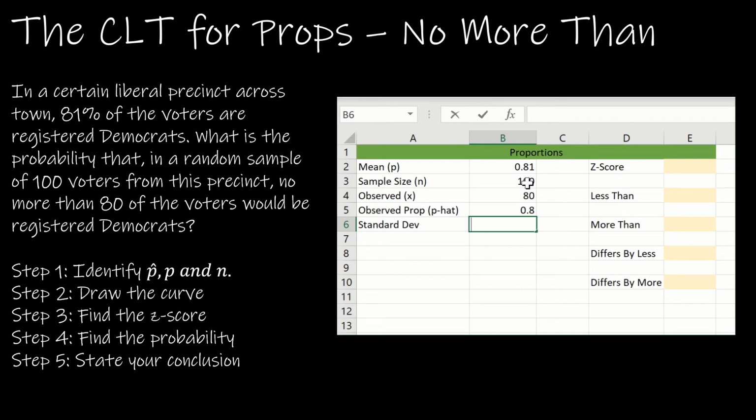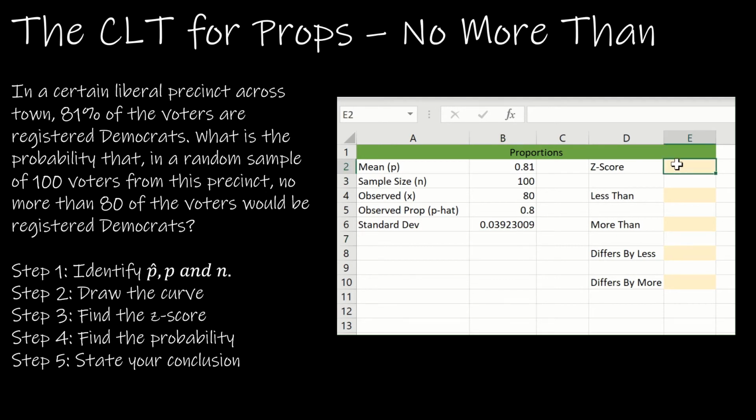For standard deviation, remember that the formula says the standard deviation is the square root of p times 1 minus p over n. So I'm going to do square root, parenthesis, and then p, and then times, and again, some people like to create a separate cell for 1 minus p, and you can, or you can put a parenthesis and 1 minus p, and close the parenthesis, and then divided by n. And that's my standard deviation.